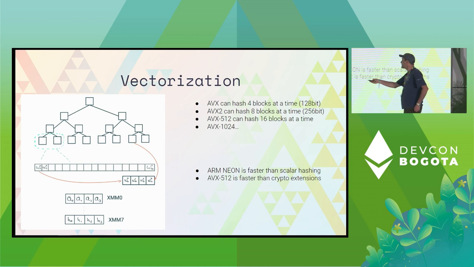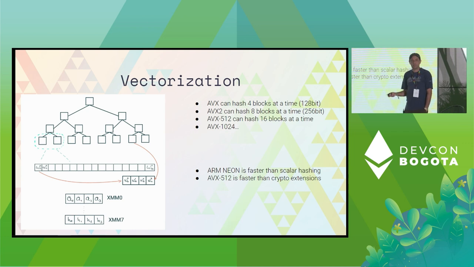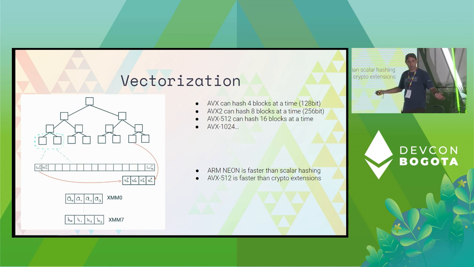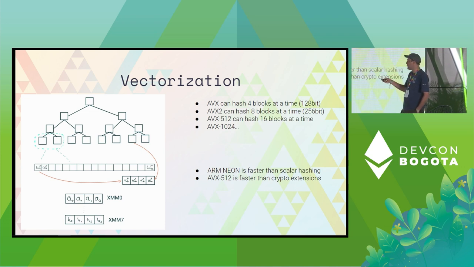Since with this kind of register I can hash 4 blocks at a time, that means I can compute this entire layer in one pass of the hasher. So instead of looping and hashing this two, this two, this two, and so forth, what I'll do is, and this is a requirement, you cannot use an implementation that has pointers everywhere and the data can be anywhere. If you want to use this library, you need to have, at the very least, this entire layer consecutively in memory, and this entire layer consecutively in memory, and so forth.